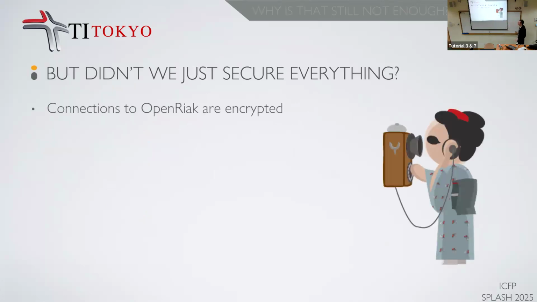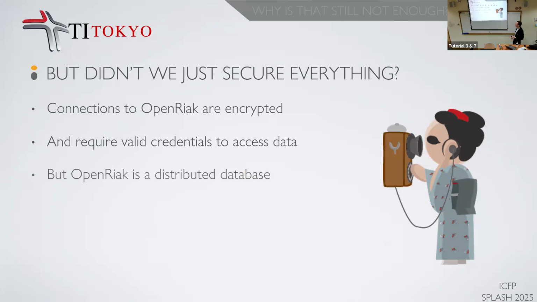We secured everything. Connections to OpenRiak are now encrypted. I come in via the HTTP API or the protocol buffers, as that's already done for us, and it's encrypted. Yay! And of course, we require valid credentials to talk. So yeah, that's kind of good. I need a username, a password, and an encrypted connection. You know, that sounds pretty secure to me.